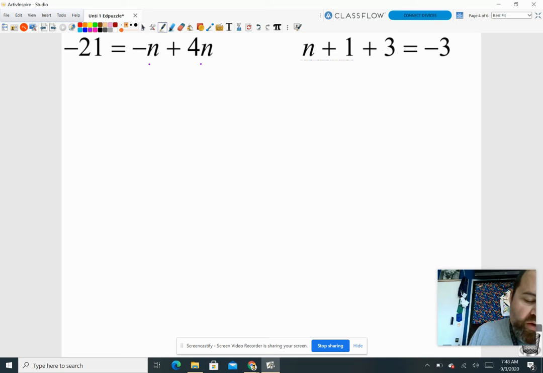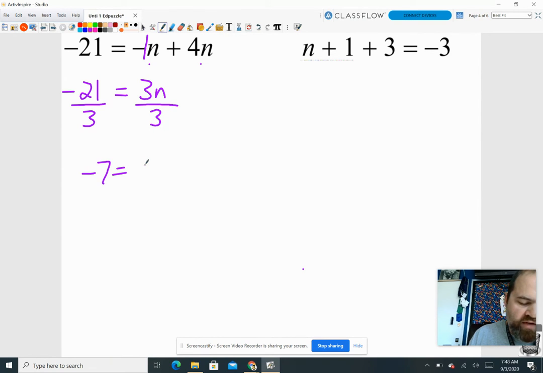So on the equation on the left here, combining these 2 terms, I'm going to simply add them together. Negative 1 plus 4 is 3n. The left-hand side didn't change, it's still negative 21. Again, that coefficient attached to the n gets divided out. My solution's negative 7. Try the next one.